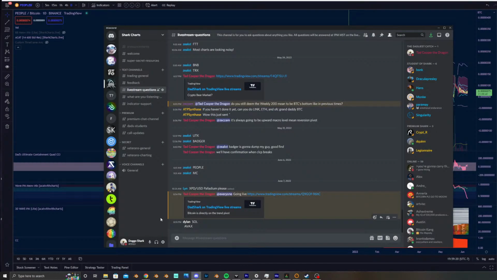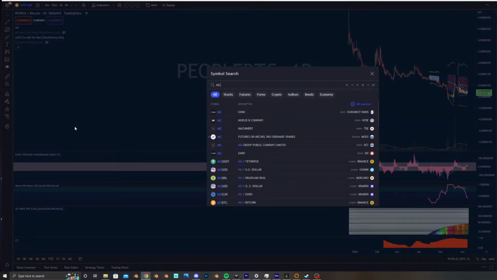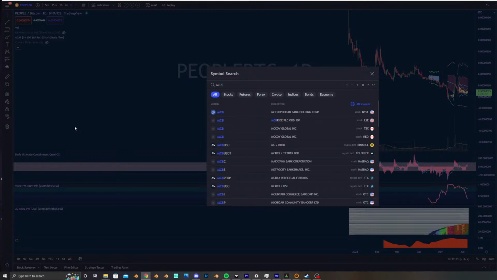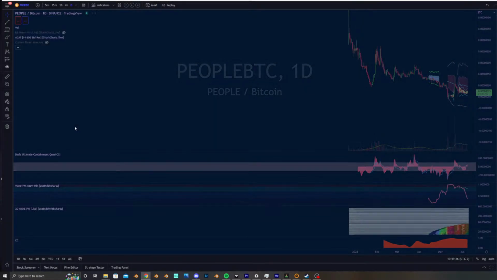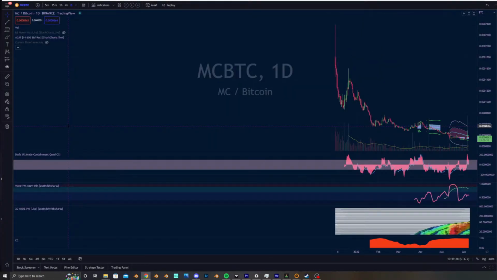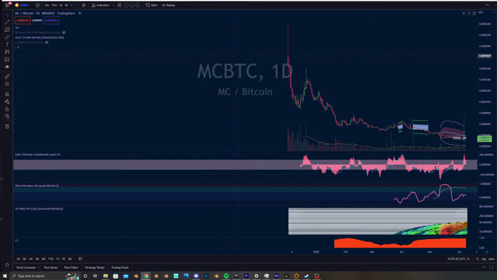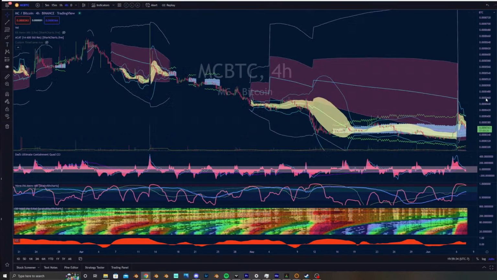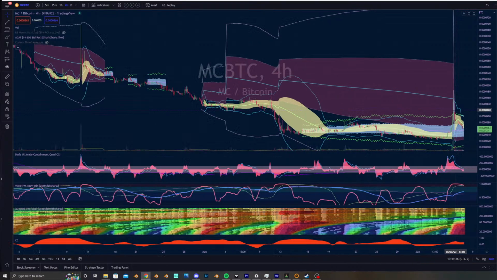Okay, next up, let's take a look at Minecraft. Is it actually called MC? Okay, all right, same thing. Significant downtrend, not enough history. On the 4-hour chart, this one does have a bullish impulse. Interesting.